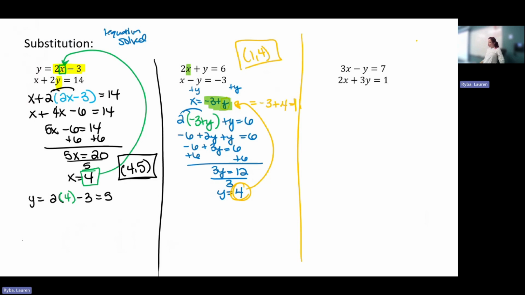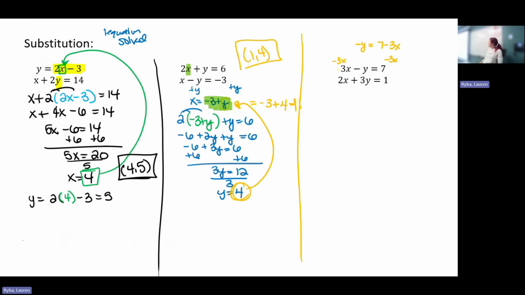All right. So 3x minus y equals 7. 2x plus 3y equals 1. The only variable that is remotely close is this guy up here, this minus y. So I'm going to try to get y by itself. It means I need to get rid of this positive 3x. So what I'm going to do is subtract it to the other side. So I have -y equals 7 minus 3x.